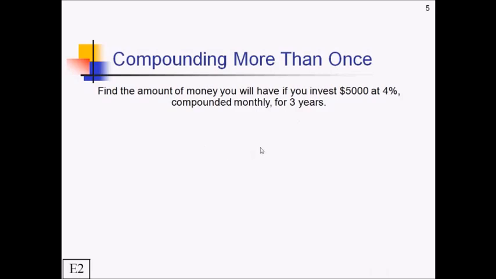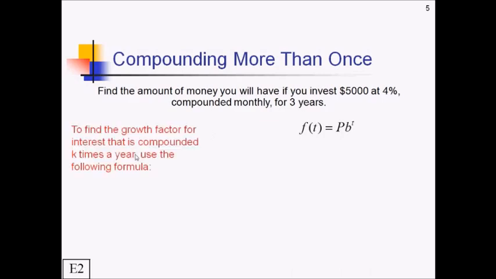We're going to start with the original formula, PB to the T, only we're going to upgrade your B value a little bit. What's the formula for the new B value? Well, I'm just going to show it to you and then we'll explain it. So the formula to find the growth factor for interest that's compounded K times a year, we're going to use the following formula. B equals 1 plus R over K, all of that to the K power.